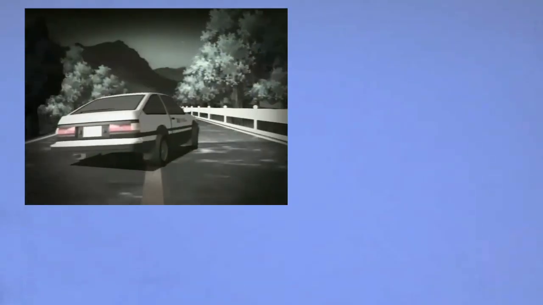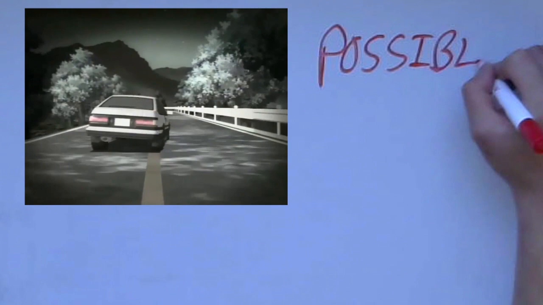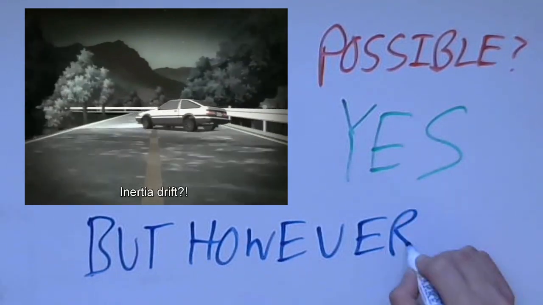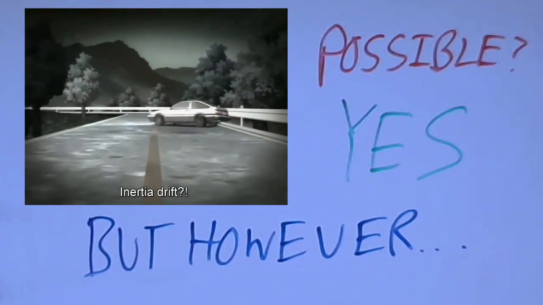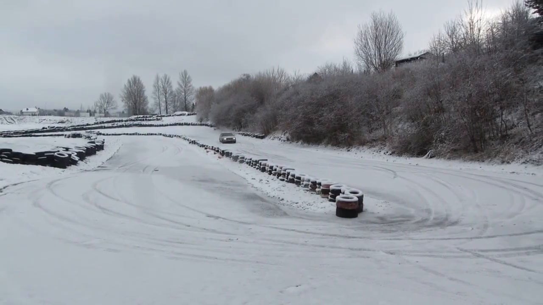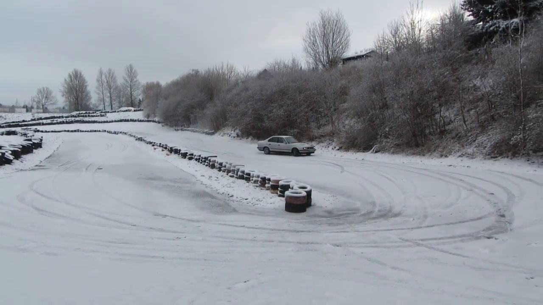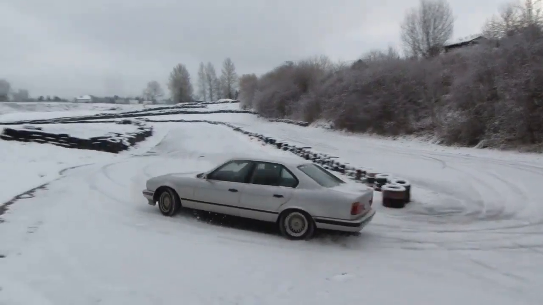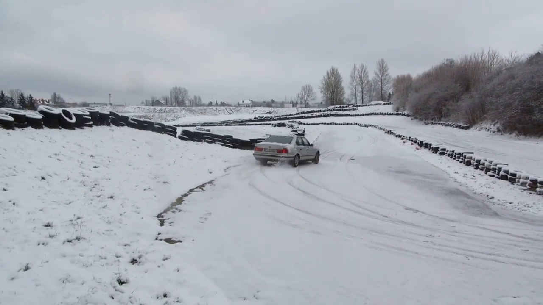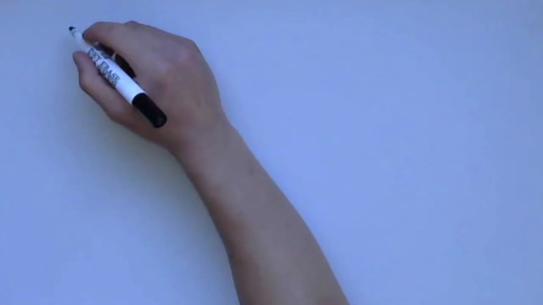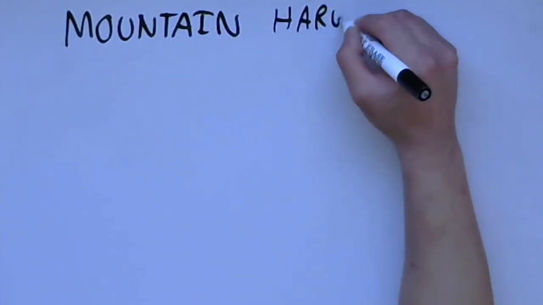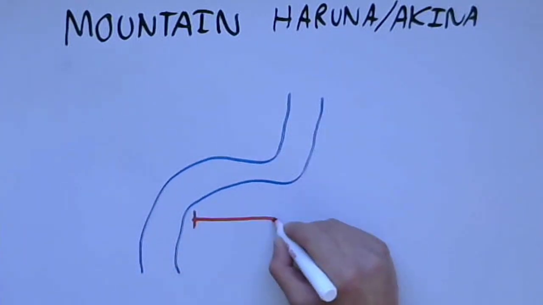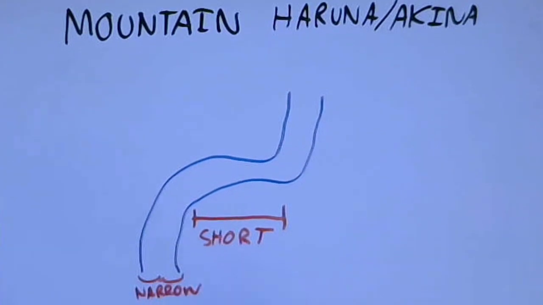So, back to the clip that you just saw before. Is this possible? Yes, but however, it is the environment in which Takumi did the inertia drift that made this so difficult. This is usually executed in a wide area in which the person can swing as far as they like and have enough room to dive into the corner without the potential to crash if the person made a mistake. However, due to the setting that took place in Mount Haruna or Mount Akina, the distance between the two curves was short and the road was narrow.